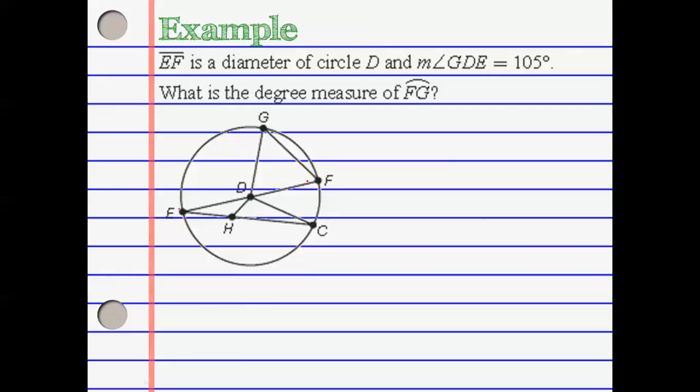Here it says that EF is a diameter of circle D, because it has its endpoints on the circle and it's going through the middle. And the measure of angle GDE, right here, is 105 degrees. What is the degree measure of arc FG? It's asking for the degree measure, which means that if this angle is 105 degrees, then this arc is also 105 degrees. So arc FG is going to equal 105 degrees. If it asks for the length, that means it's asking for a number, but a degree measure means it's asking for the degree.